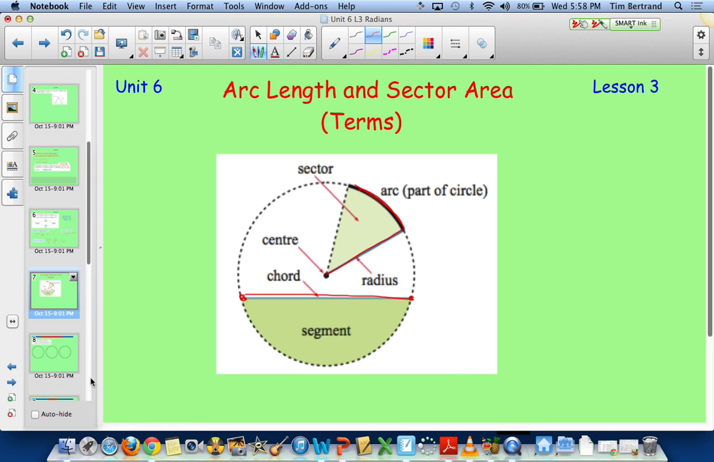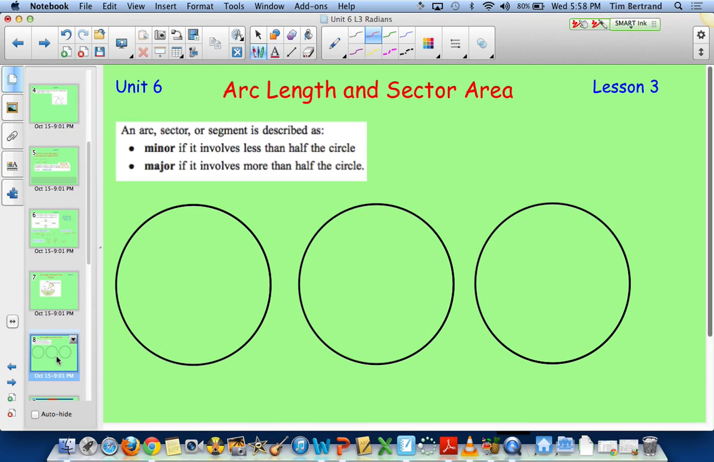Okay? With that, there's two other ideas that go along. Right? Anytime I draw one arc, well, I've got the red arc, but there's also a blue arc, which is much bigger than half the circle. Okay? So this would be the minor arc. The blue one would be the major arc.